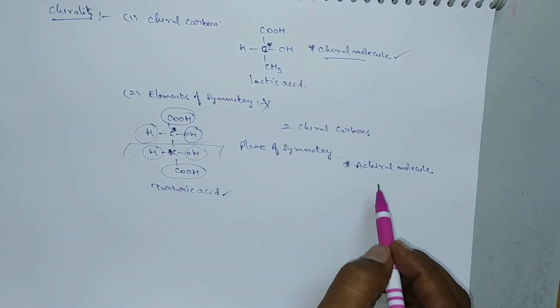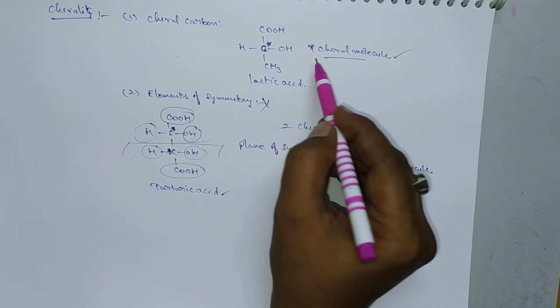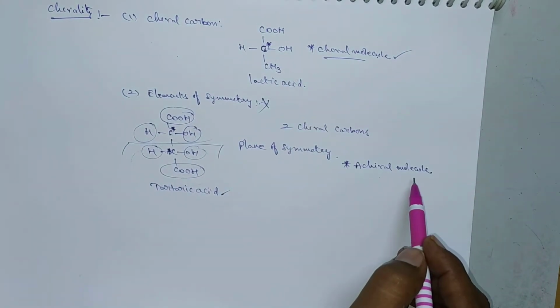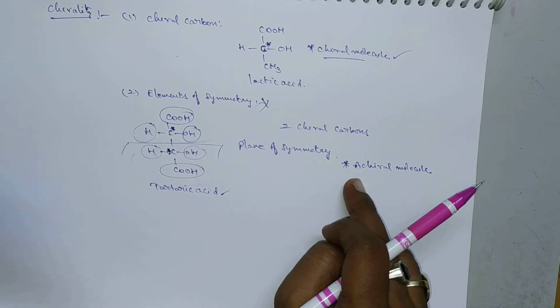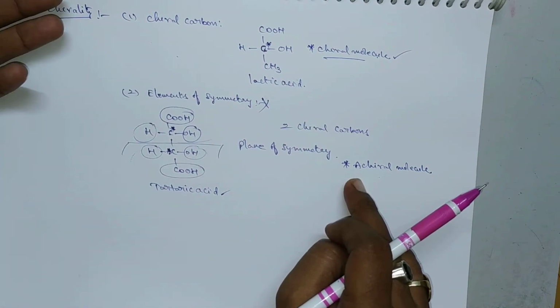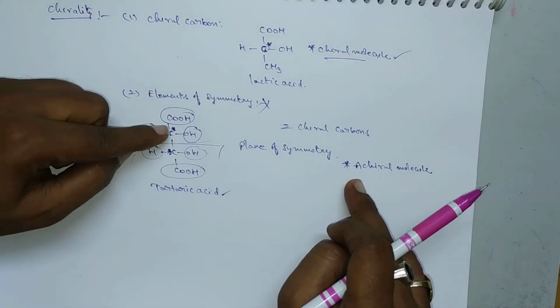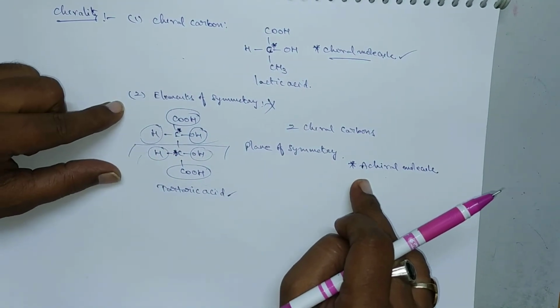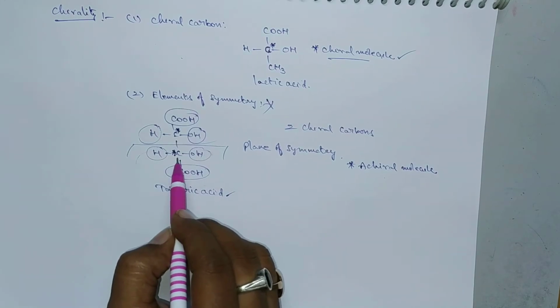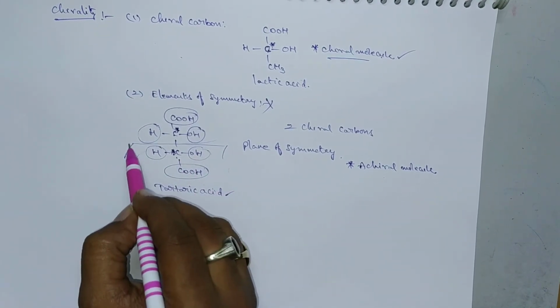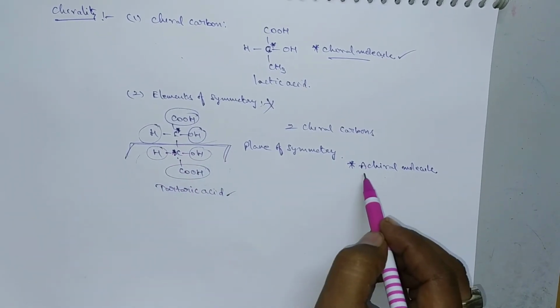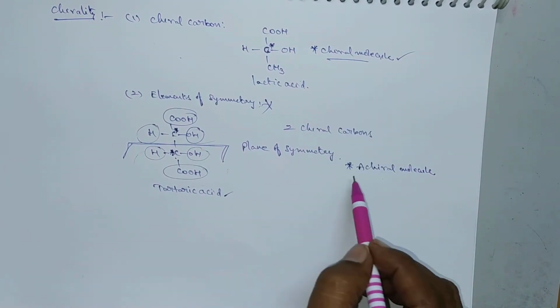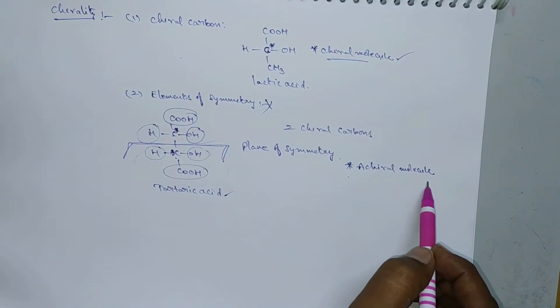So go through these terms carefully. This is a chiral molecule and this is an achiral molecule. An achiral molecule may consist of chiral carbons or not. Whether it consists of chiral carbons or not, we should consider the elements of symmetry. Even though it consists of chiral carbons, the molecule will possess a plane of symmetry. That's why this molecule is not a chiral molecule. This is an achiral molecule. Okay, clear?